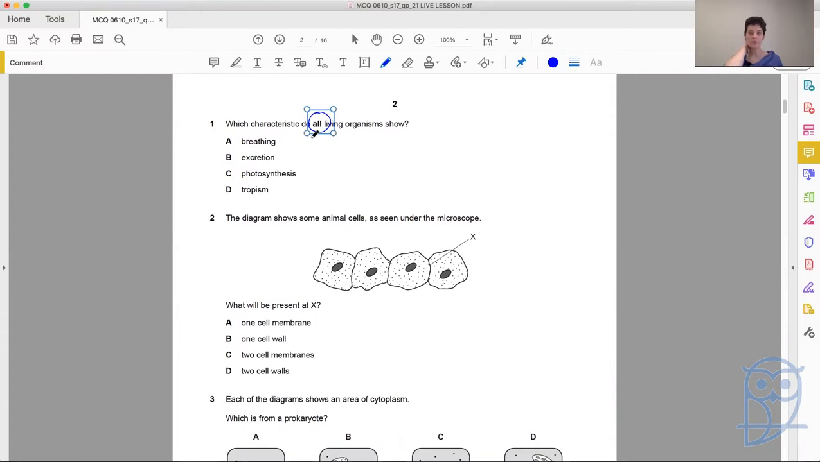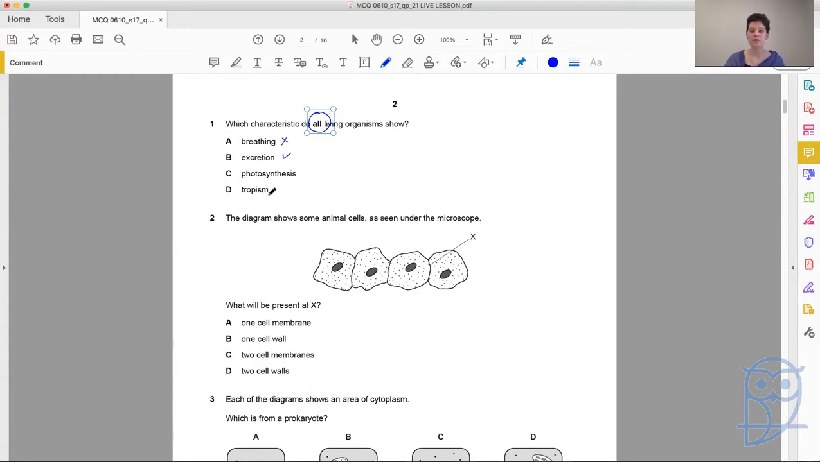And see how they've even put that all in bold. So they really want to drive home the fact that this is the characteristic that all of them show. So breathing. Not all living organisms breathe. Excretion? Now that sounds like an eligible answer. Let's check the other ones.